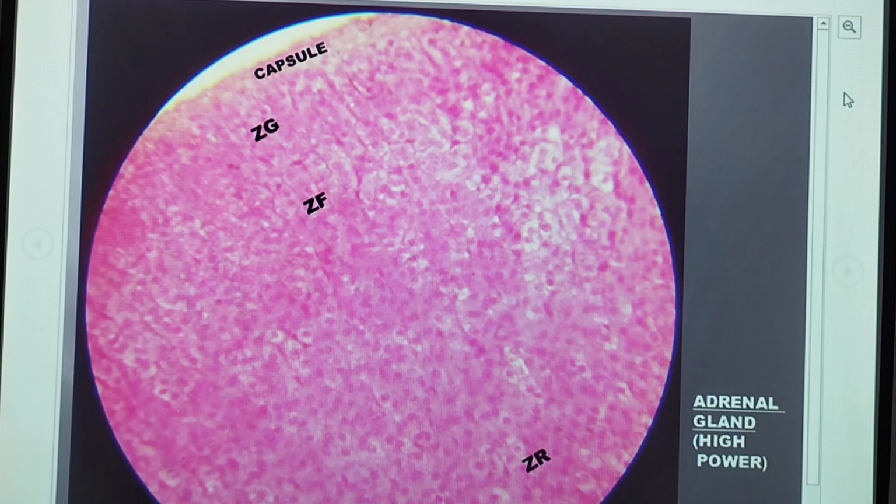So this is a high power view of the adrenal gland, especially the cortical part, the adrenal cortex: capsule and three distinct zones, zona glomerulosa, zona fasciculata, and zona reticularis. This is how you identify the slide of adrenal gland.